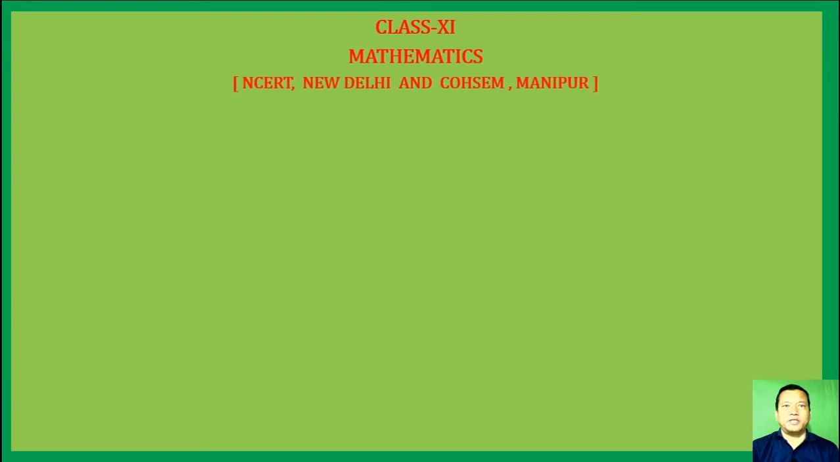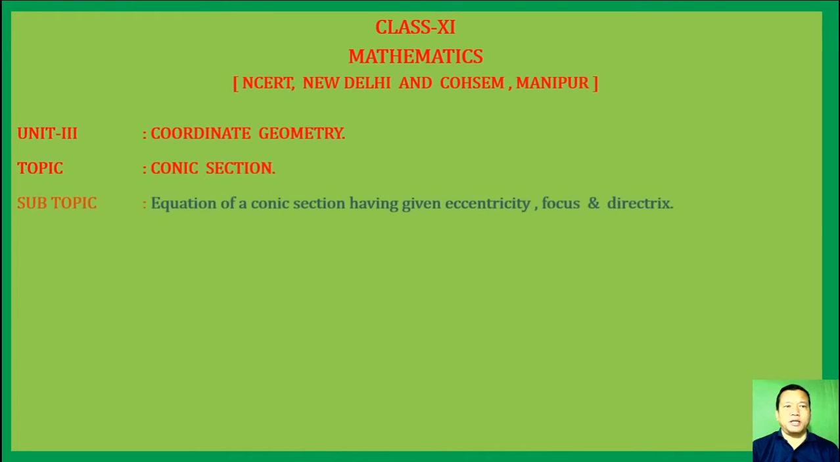Class 11 Mathematics, NCERT New Delhi and COHSEM Manipur. Unit 3 Coordinate Geometry. Topic: Conic section. Subtopic: Equation of a conic section having given eccentricity, focus and directrix. Standard equation and simple properties of ellipse. Exercise 11.3.